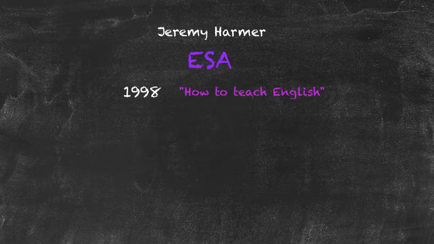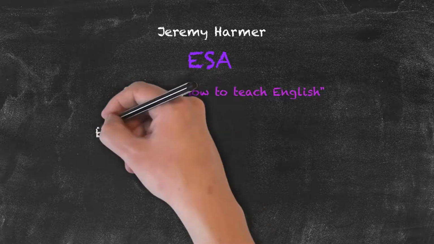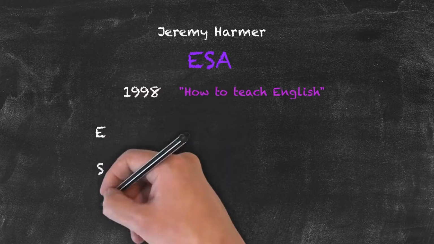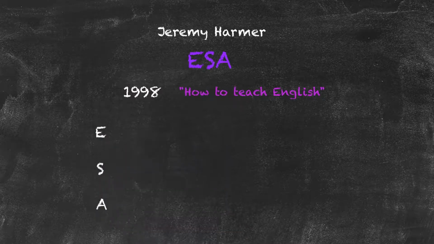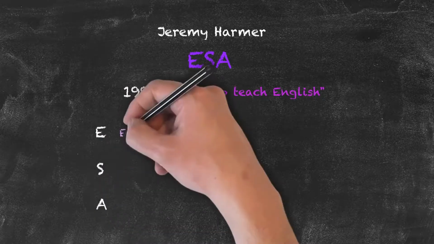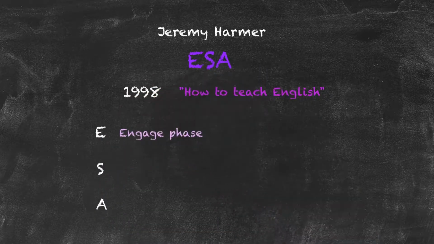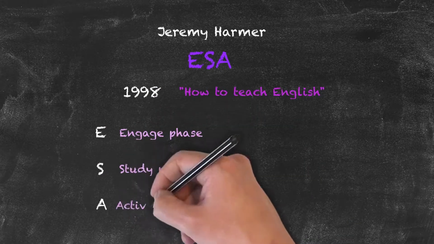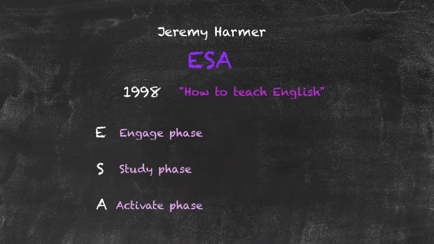which he called ESA. It's a three-stage methodology where each of the letters represents a particular phase of the lesson, the first one being called the engage phase, the second, study phase, and the final one, the activate phase. So let's have a look at this particular methodology and try to bring back some of the ideas that we've already looked at this morning.